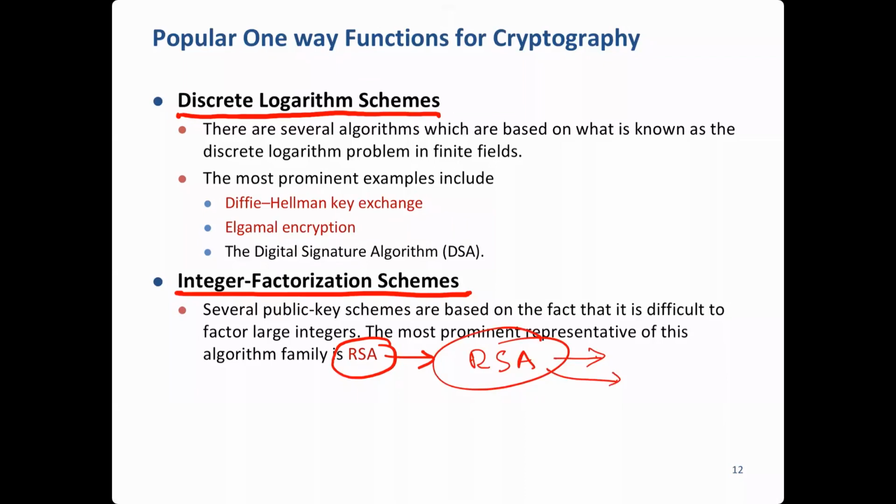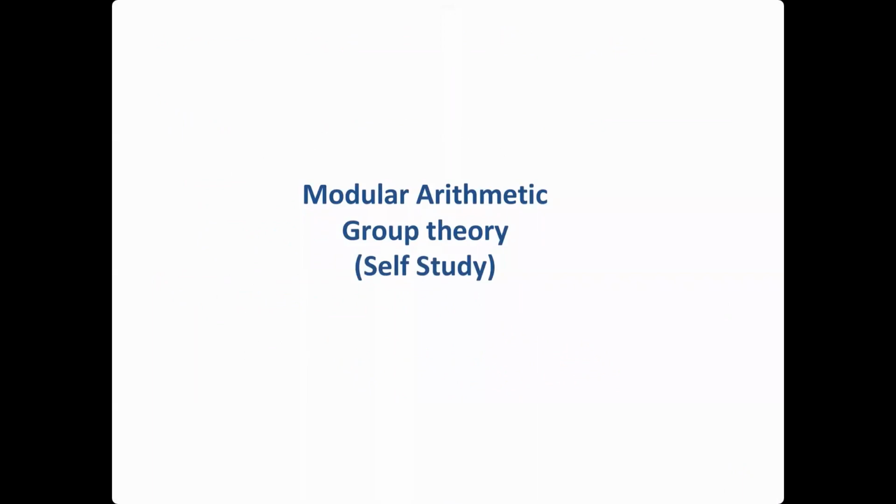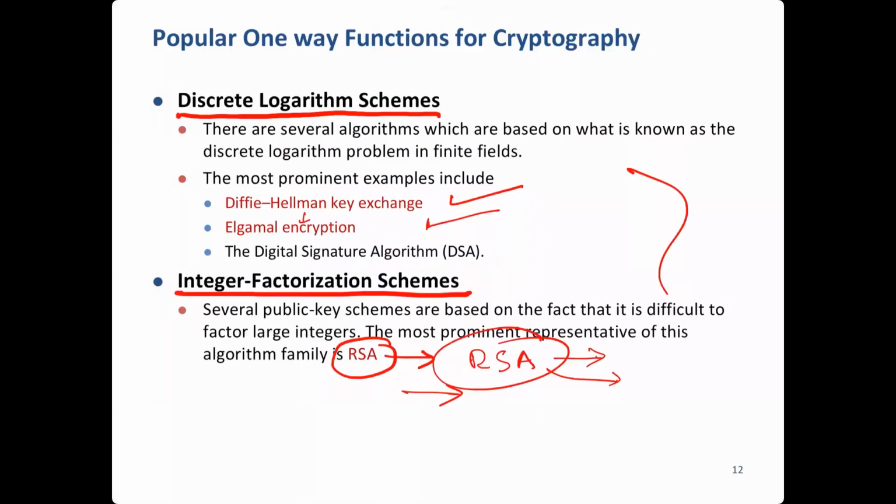Now we'll start with the Diffie-Hellman exchange. We'll then study in brief ElGamal encryption, which is based on Diffie-Hellman, and then we'll study RSA. Both of these require knowledge of modular arithmetic, or group theory. Did you study this in your mathematics course? Then we can skip this discussion.